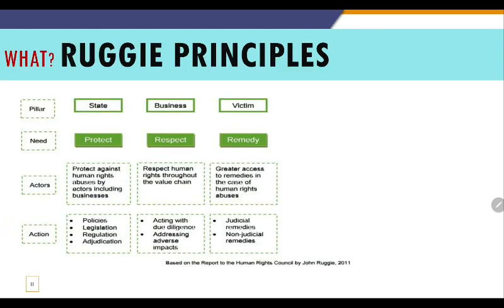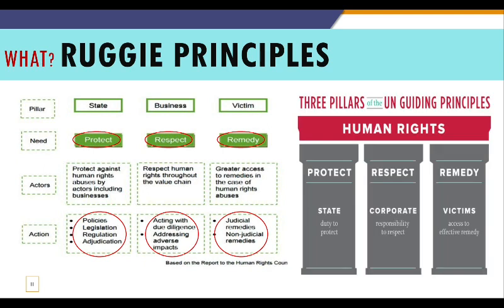Then the Ruggie principle will be focusing on state protection by having policies, legislation, and regulation to protect human rights, and make sure that businesses would actually be respecting human rights throughout the value chain by acting with due diligence, addressing adverse impact, and remedying the victims' cases of human rights abuses through judicial remedies.